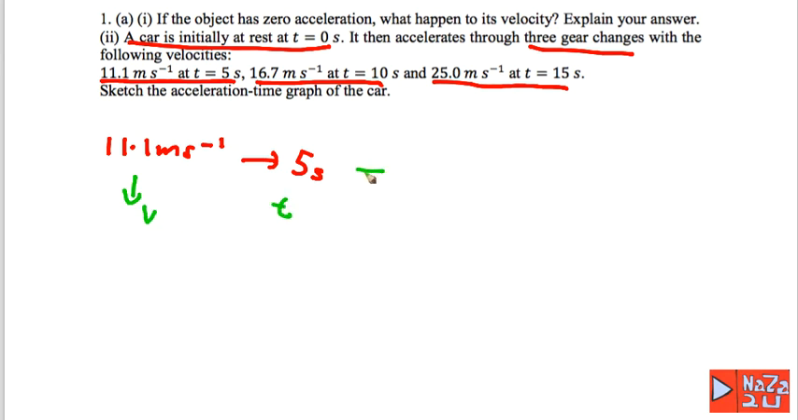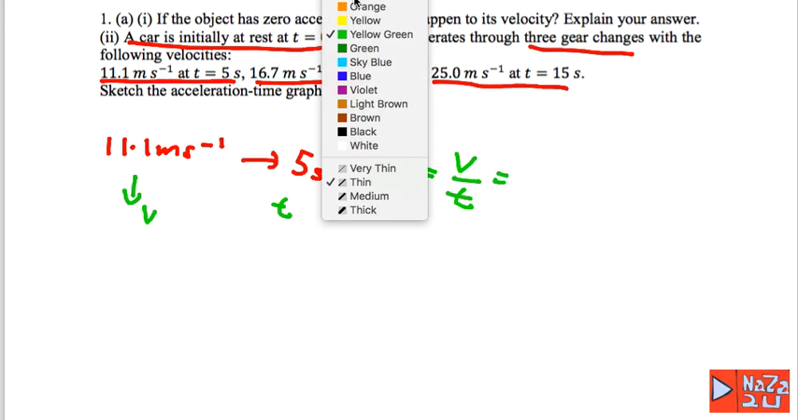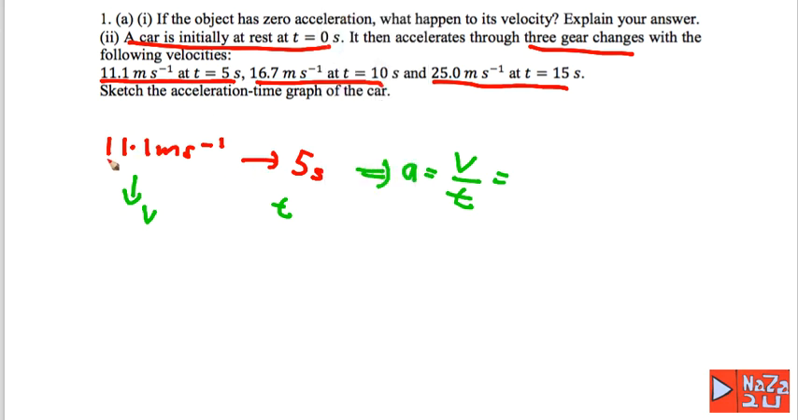As you know, for an accelerating object you can use the equation acceleration equals velocity divided by time t. Here the velocity is 11.1 and the time t is 5 seconds. So you have 2.2. This is the first gear.